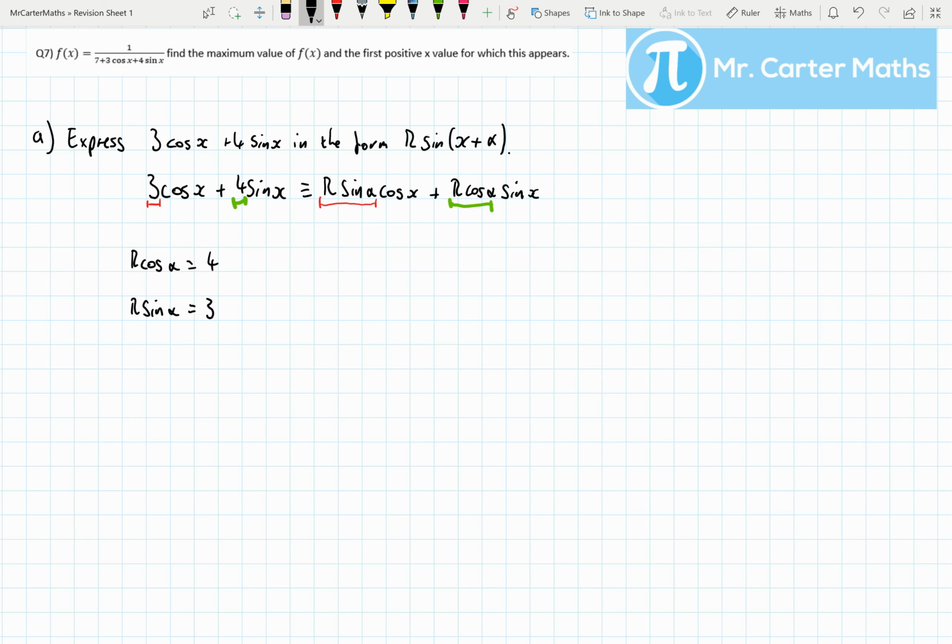Dividing those two terms, my bottom one by my top one, I'm going to get that tan alpha equals 3 over 4. I'll be able to find alpha. I'll do that on my calculator in a moment. I'm also going to quickly jot down that r squared equals 3 squared plus 4 squared. I would just think of using Pythagoras in this scenario. Pythagoras for those two numbers will find you r.